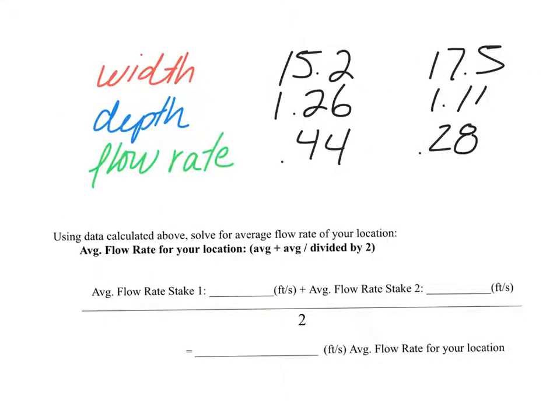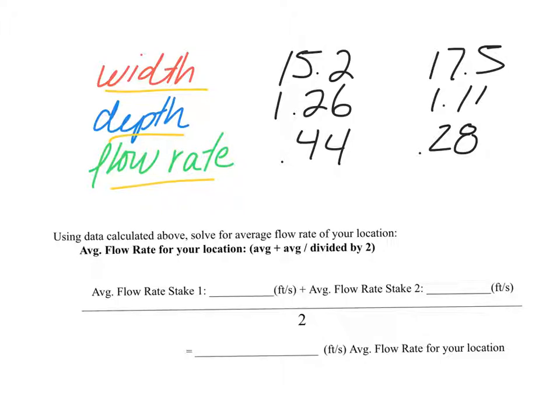So far on the previous page, I have 3 calculations then. I have my width at both stake 1 and 2. That was a measured number, rather, from the field trip. Average depth, we calculated by those 10 at each stake. And flow rate, we calculated the average by the 5 at each stake.